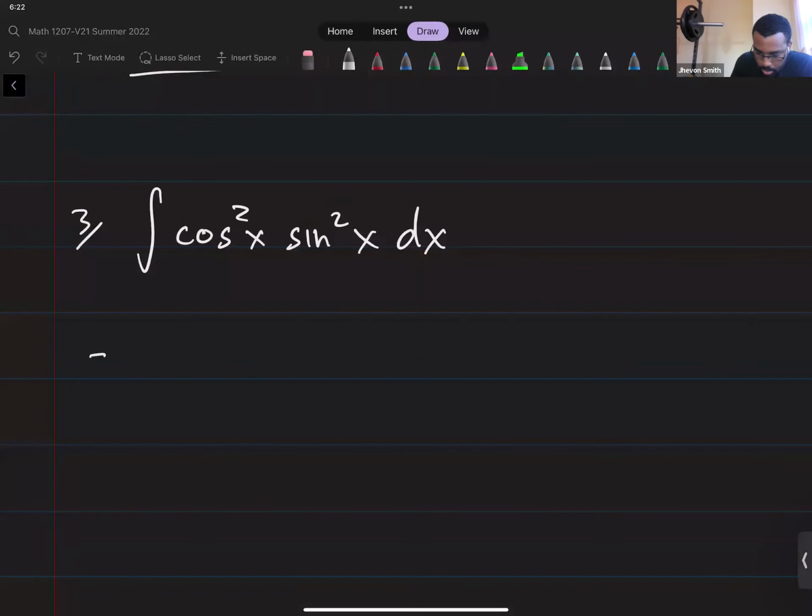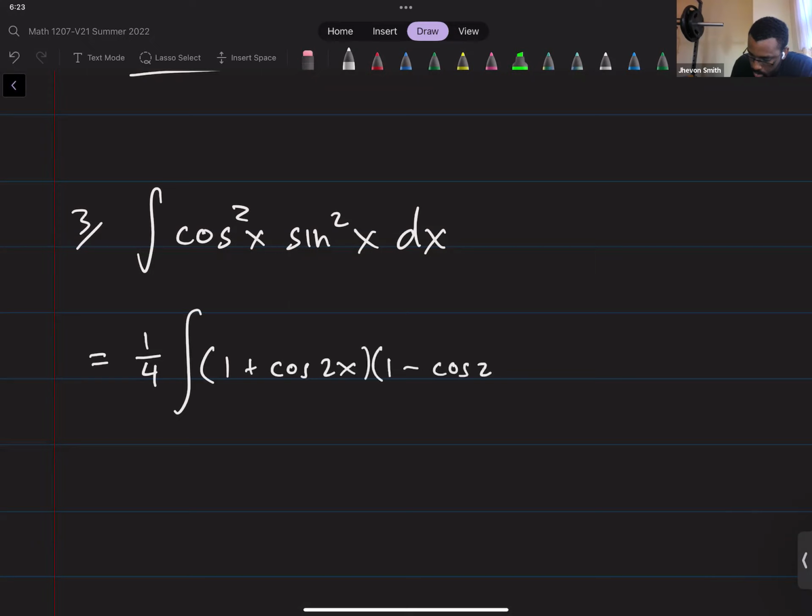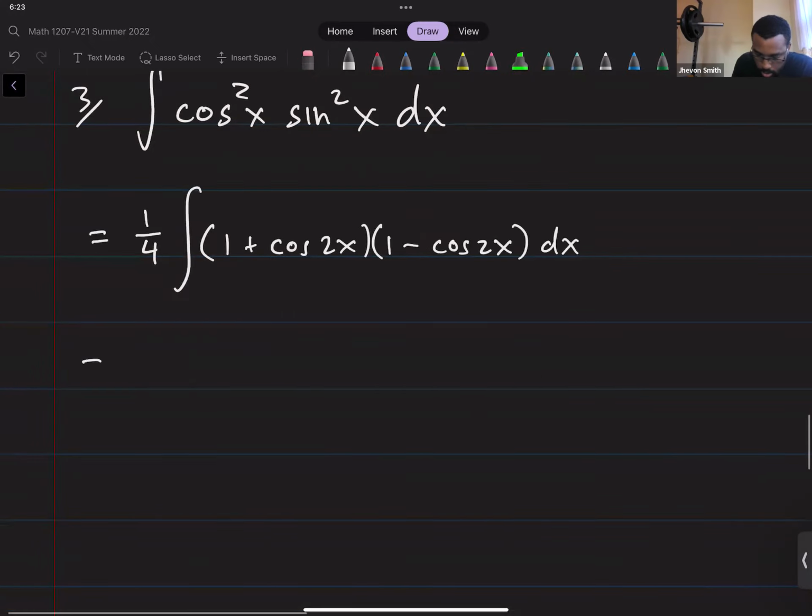So I wasn't sure if I should pull the 1/2 of both of them out to the front. And then would that be 1/4 in the front or just 1/2 in the front? It'd be 1/4, right? Because there are two of them. Yeah. So then it's parentheses 1 plus cosine 2x parentheses 1 minus cosine 2x dx. Okay, now what?